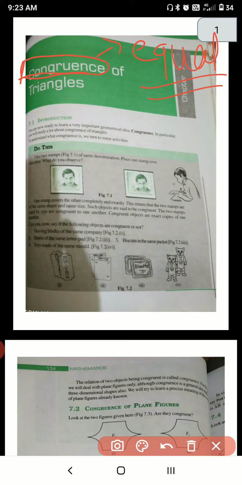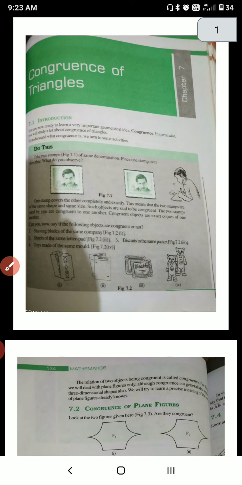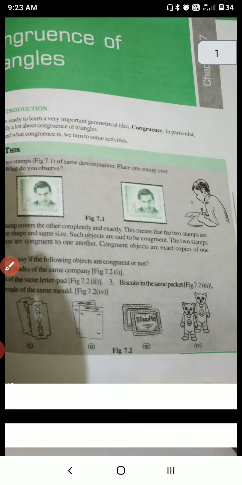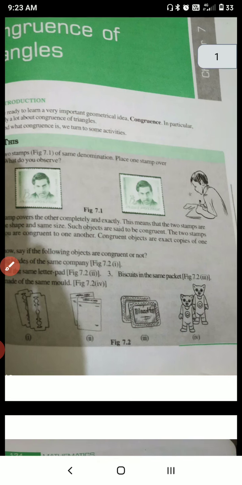Okay, so here in congruence we are going to study the different types of figures which are congruent to each other. Which figures can be said to be equal, to be congruent, we are going to study, and by which way they can be equal or congruent. Those things we are going to learn in this chapter.